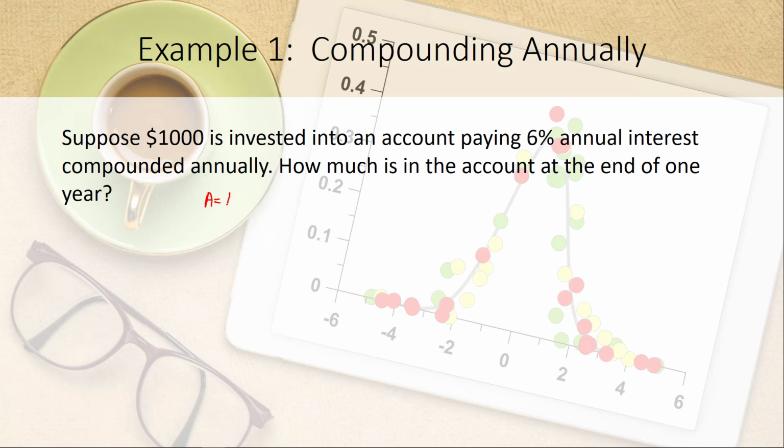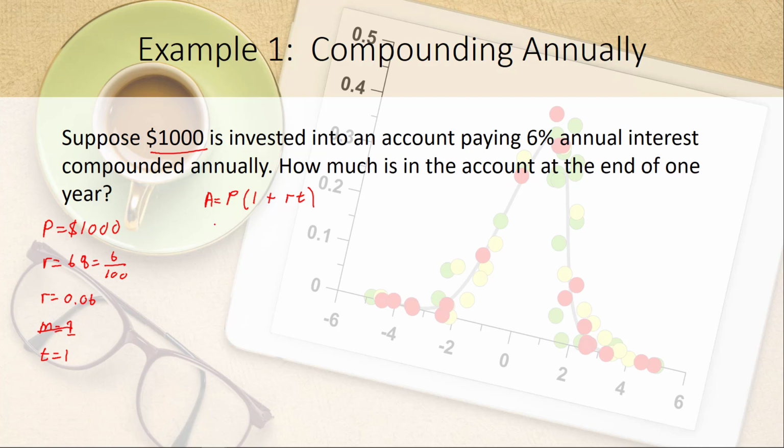A is equal to P times 1 plus RT. So we are investing $1,000. That is P. P is $1,000. Our interest rate is 6%. If we divide that by 100, we will get our decimal value, which is going to be 0.06. Since we are compounding annually, M is equal to 1, and T is equal to 1.